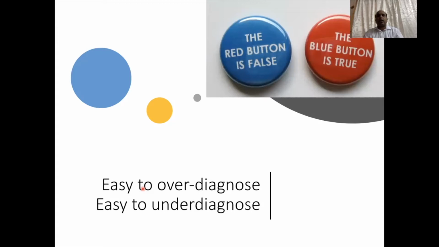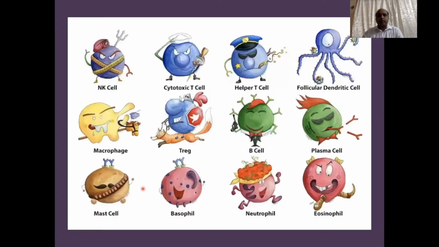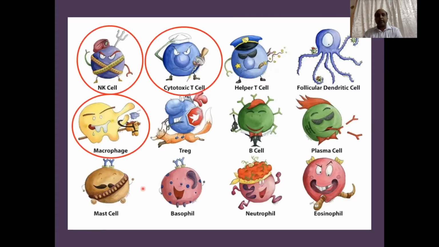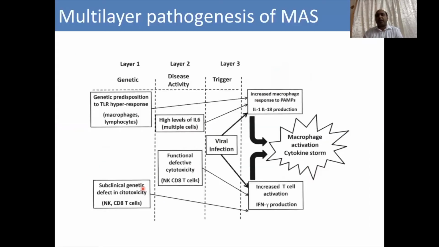So there are some gray areas in when to suspect that a patient is going to develop macrophage activation syndrome. Different cells play a role in your immune system. Especially three cells take part in macrophage activation syndrome: NK cells, cytotoxic cells and macrophages. There are defects in NK cells and cytotoxic cells, which is why there is constant activation of the macrophages. These are the three major cells in the main pathogenesis of macrophage activation syndrome.